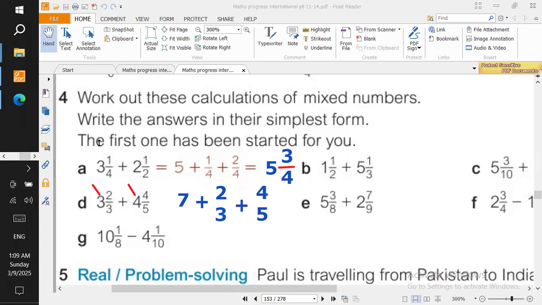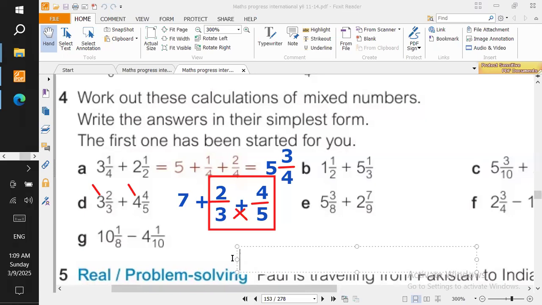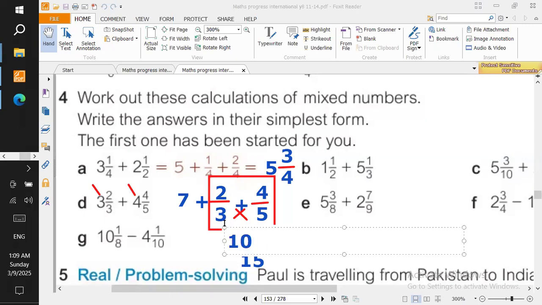Please focus here. The ones who didn't understand the first one, focus on this question. Now, let the whole number alone and work on the fractions. First, we must make them have the same denominator. As we said, same denominator by multiplying and cross multiplying. So first, let's multiply them. So it's going to be 15. Now cross multiply them. So 5 times 2 is going to be 10. 3 times 4 is going to be 12. So plus 12.